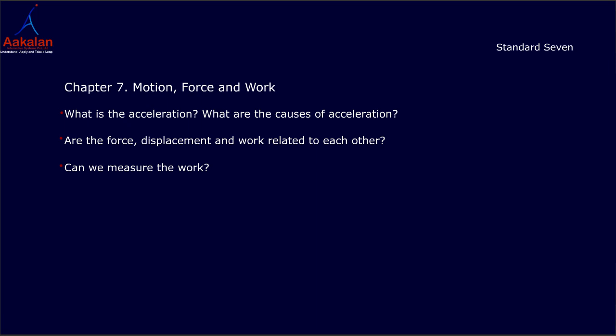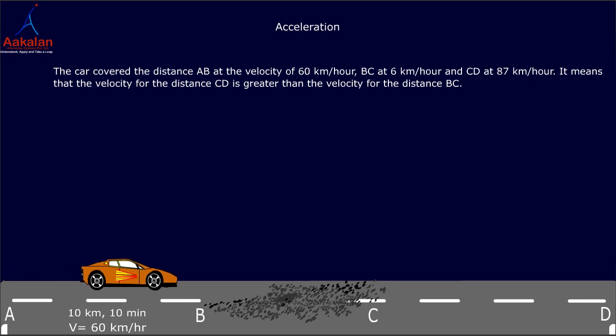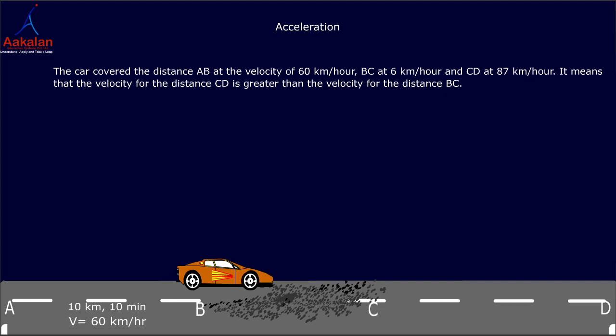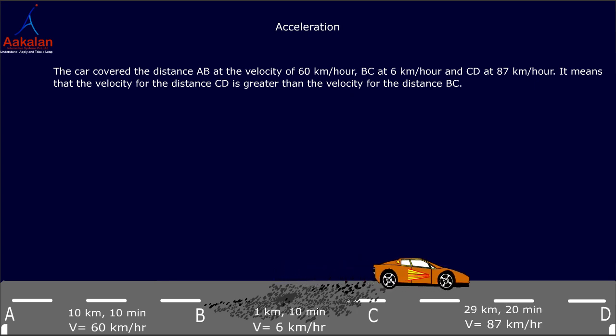Motion, force and work. Acceleration. The car covered the distance AB at the velocity of 60 km per hour, BC at 6 km per hour and CD at 87 km per hour. It means that the velocity for the distance CD is greater than the velocity for the distance BC.